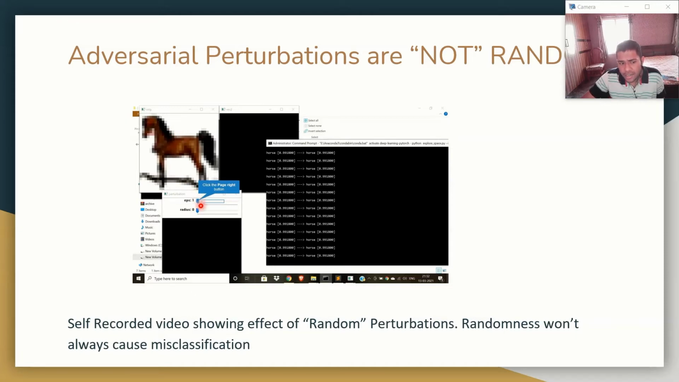So we see that if we just make some random perturbations, let's say we vary the radius and epsilon randomly, the predictions of the deep neural network don't change. They still remain horse, although the confidence changes a little bit. Probably the confidence decreases, but still, if we make a very carefully constructed perturbation and add it to the original input, only then is the deep neural network going to misclassify it.